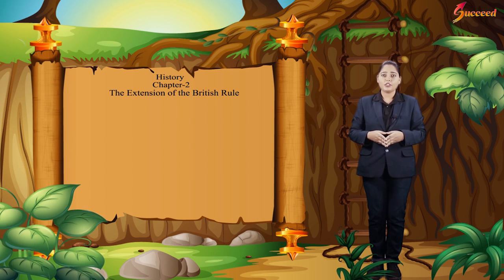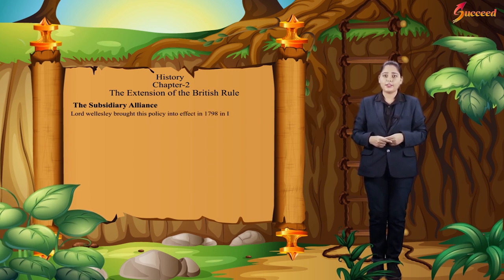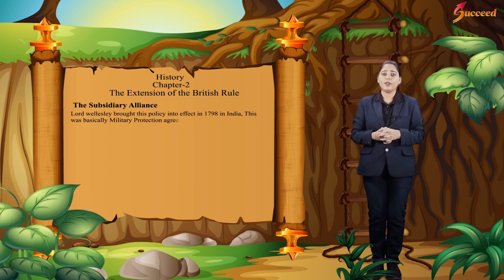Students, I just mentioned the cunning policies of the British. So, let us see what they were. Yes, I am talking about the subsidiary alliance. Lord Wellesley brought this policy into effect in 1798 in India. This was basically a military protection agreement between the East India Company and an Indian state.